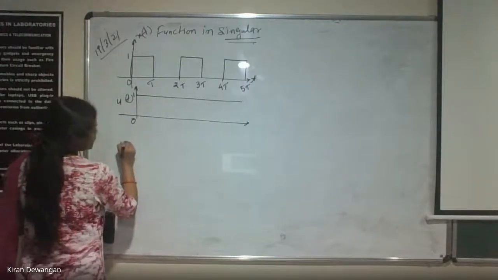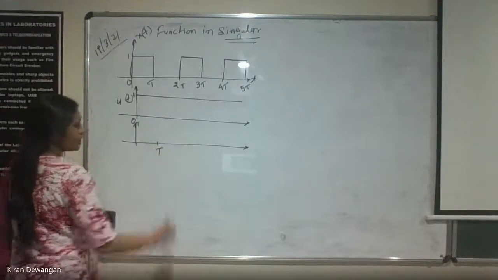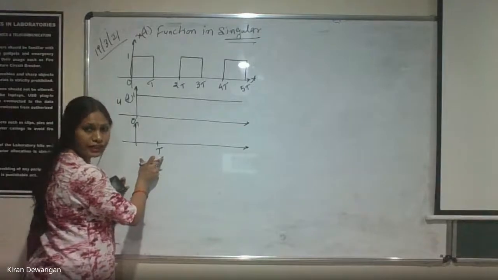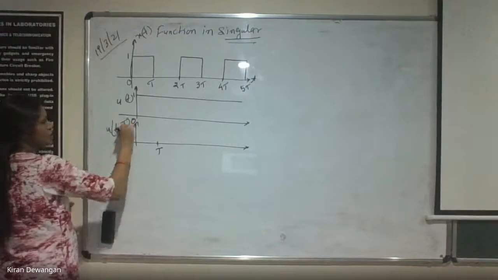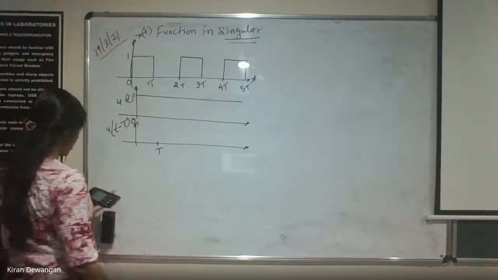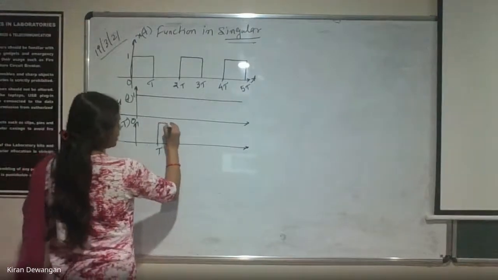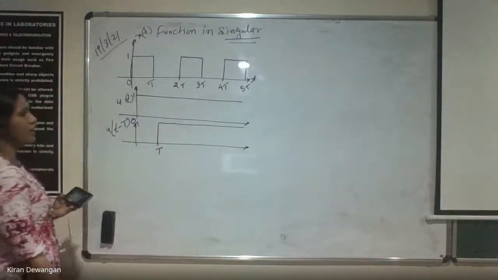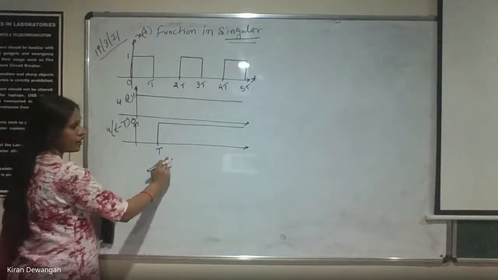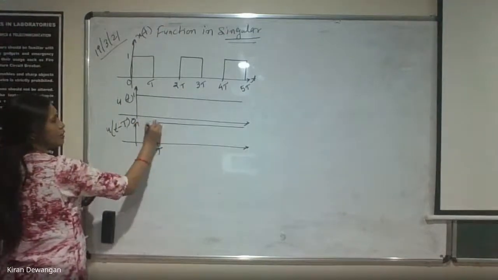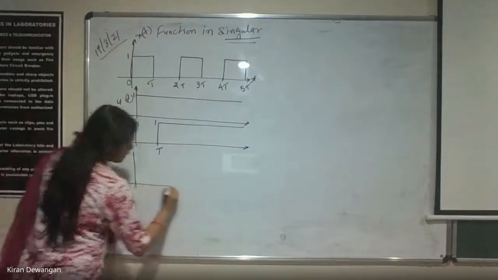Okay? Now let us suppose there is a value tau, that is a certain value of t, and I have to plot u of t minus tau. How would the plot be? U of t minus tau will start from here and it will continue to be 1. Here u of t minus tau will start from this point and it will continue to be 1. ये value 1 रहेगा.